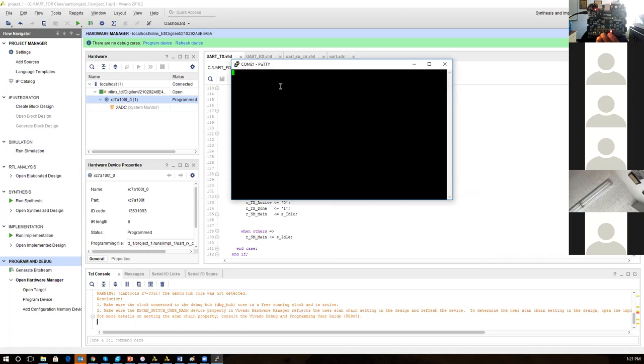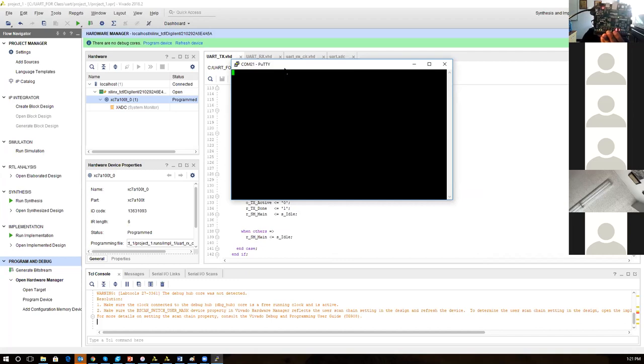Now it's working. It's not writing anything, right? But at least I know what I'm doing on my keyboard here. I'm writing by my hand.